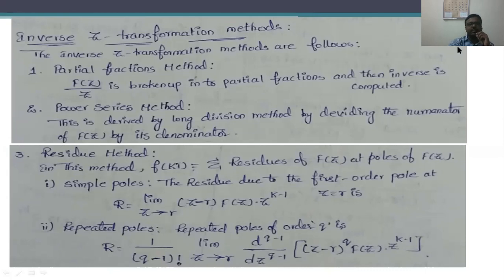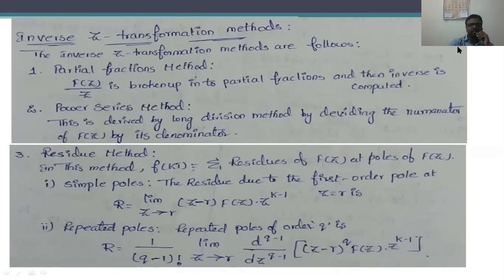Apart from these two methods, the inverse Z transform also has one more method. That method is power series method. Three different methods are there for calculating the inverse Z transform. One is the partial fraction method, power series method, and third one is residue method. And you people are very familiar with the partial fraction method as well as the residue method. In the similar fashion, we are going to solve the inverse Z transformation.